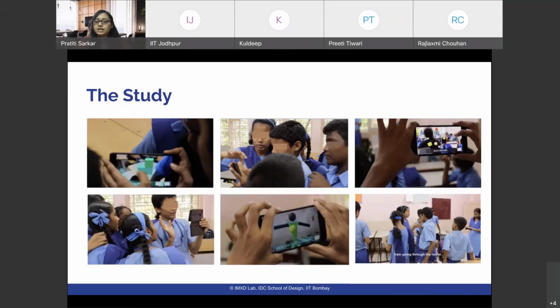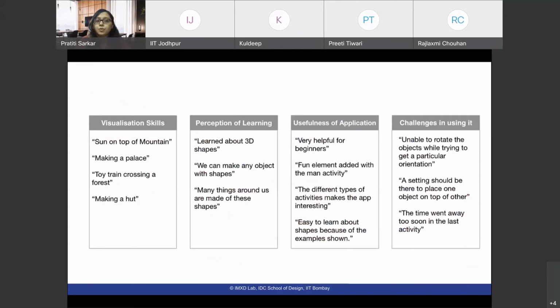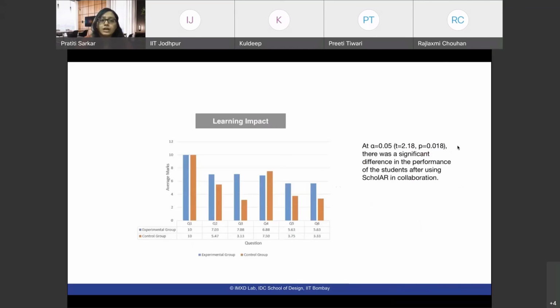So this was the entire setup when we had given it to do in the school. And these were some of the points that we looked into, that is the visualization skills, their perception of learning, their usefulness of the application, and the challenges that they were facing in using it. So these were something that we obtained while interviewing the students who had used this application. And we also got to see the learning impact. We had given them again the pre-test and post-test questionnaires, which helped us in obtaining how this impacted their learning.